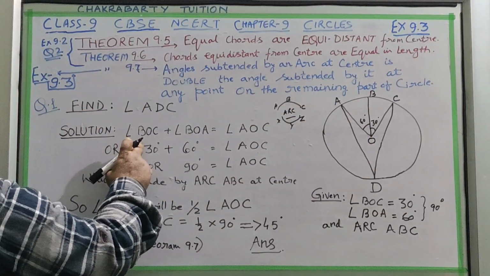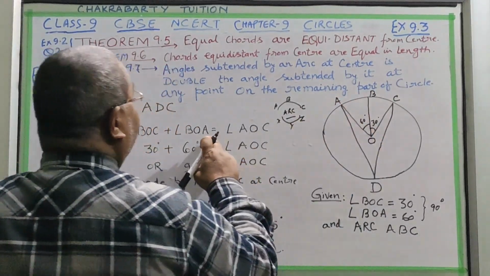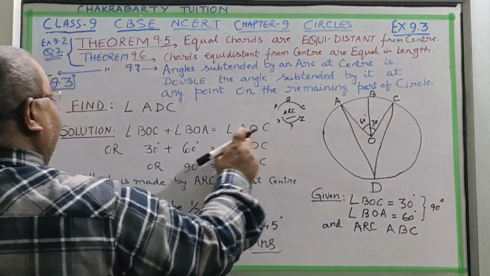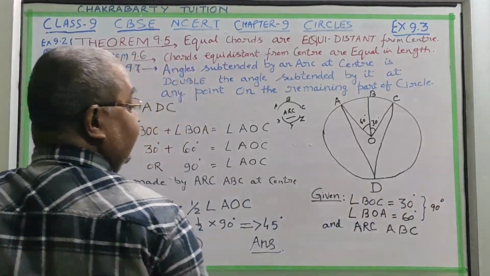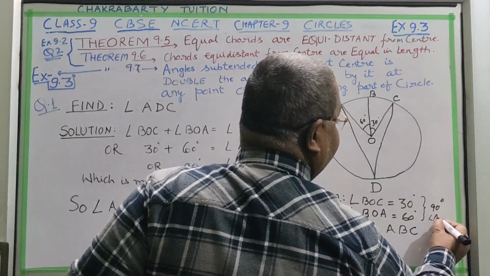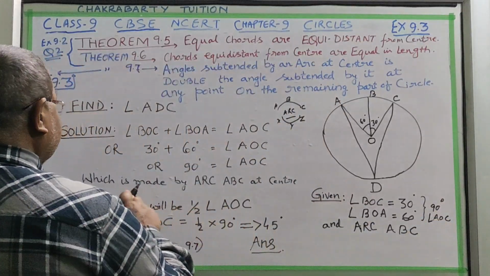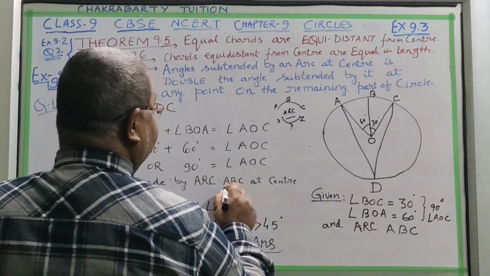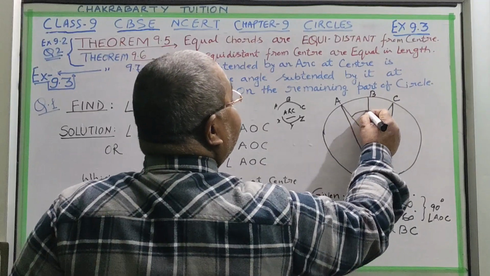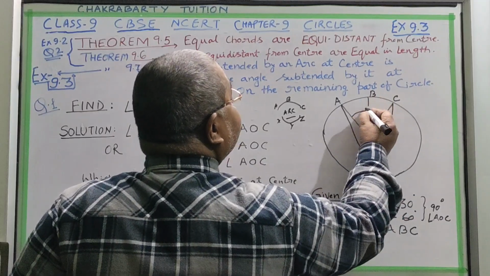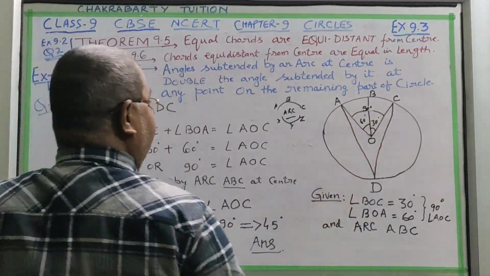Solution. Angles BOC and BOA both together are angle AOC. 30 plus 60, so AOC will be 90 degrees. Which is made by the arc ABC. So this angle AOC is made by the arc ABC, a 90 degree angle. 90 degrees is the total angle at the center.